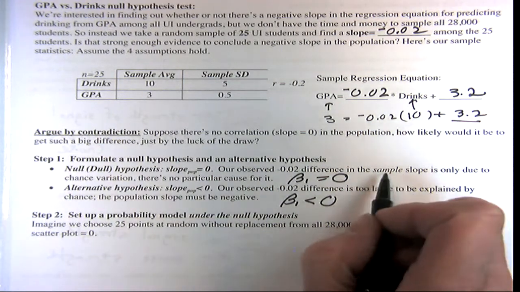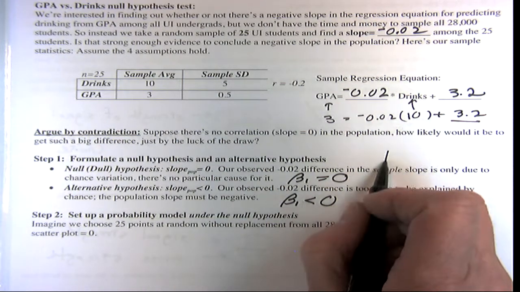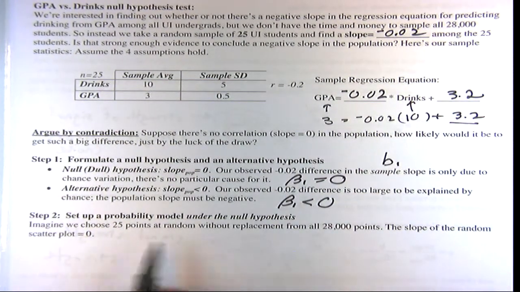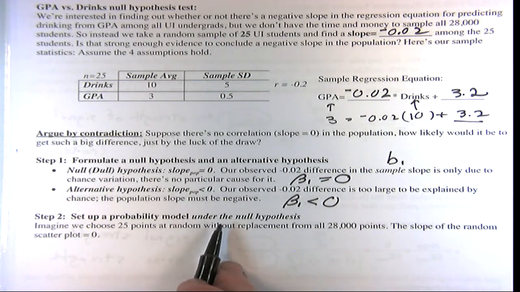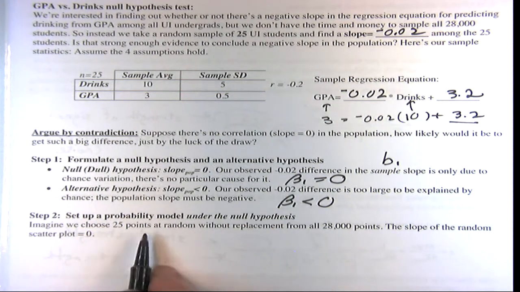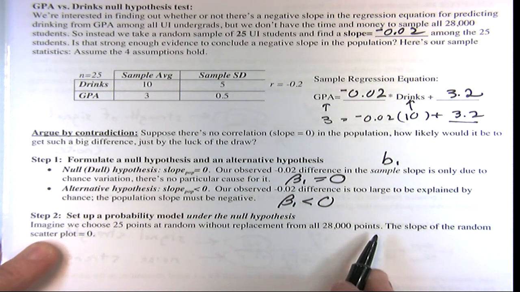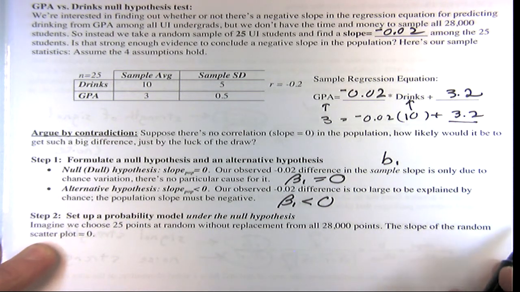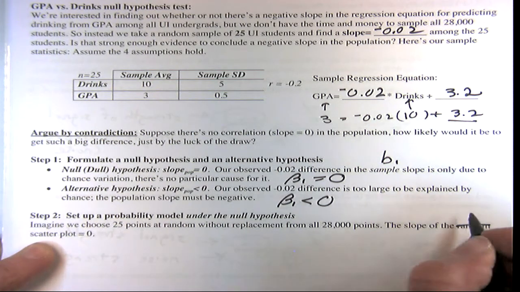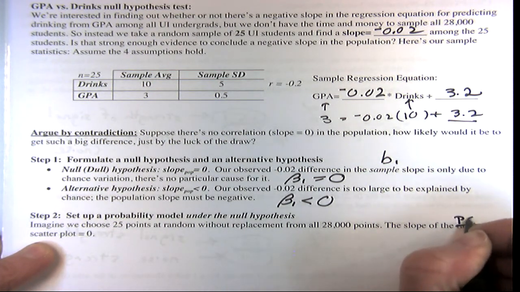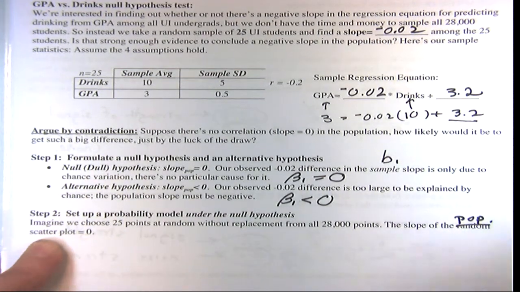Whereas the sample slope is equal to beta 1. All right? Now, set up a probability model under the null hypothesis. Imagine we chose 25 points at random without replacement from all those 28,000. The slope of the population scatter plot is 0.